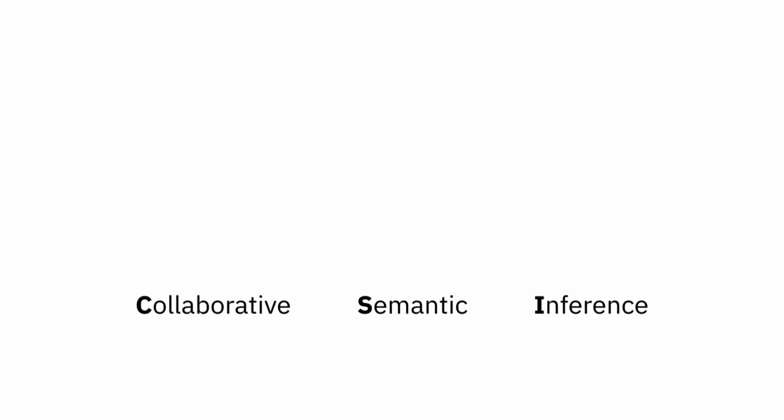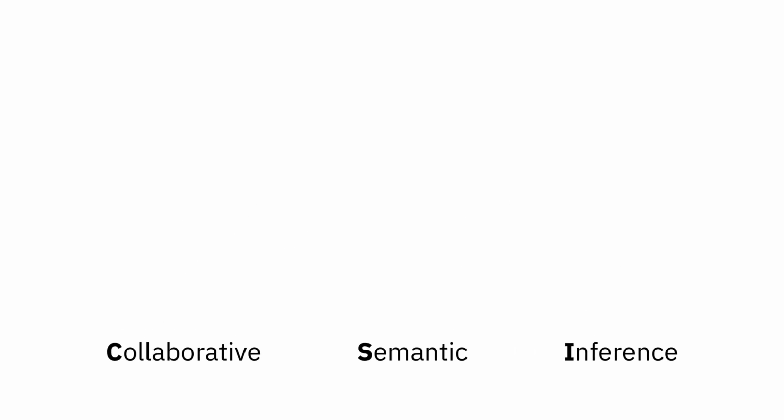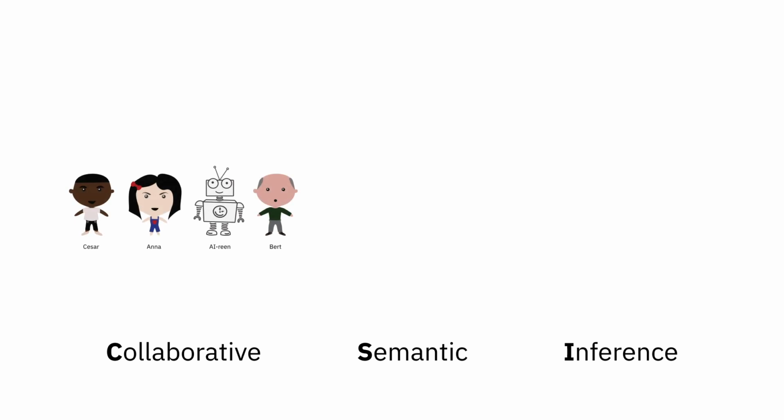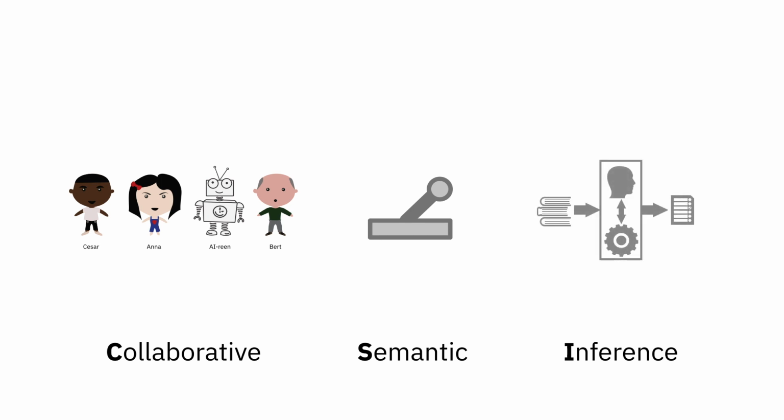CSI describes a human and model collaboration technique that focuses on the three following aspects. User and model can collaborate in the decision process, users can interact with the semantically understandable model internals, and the system can use human and model reasoning to infer the desired output.